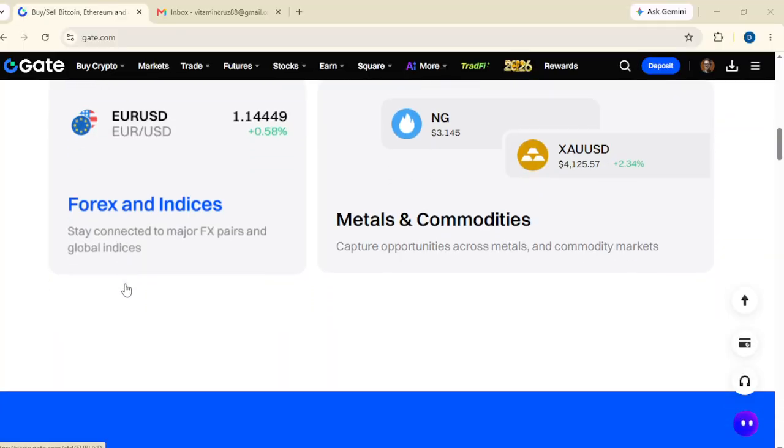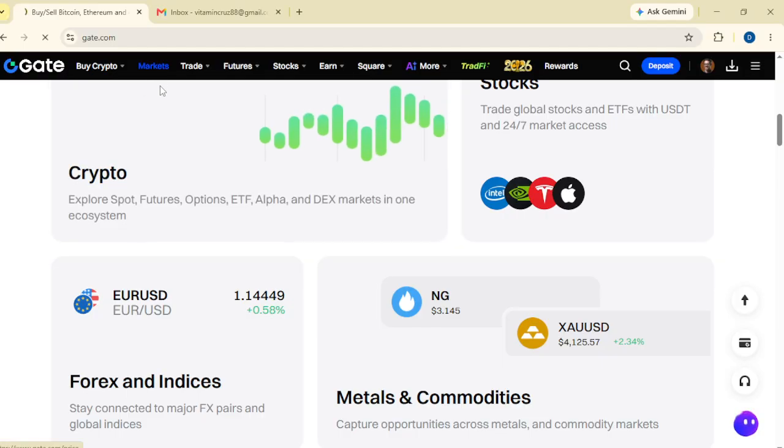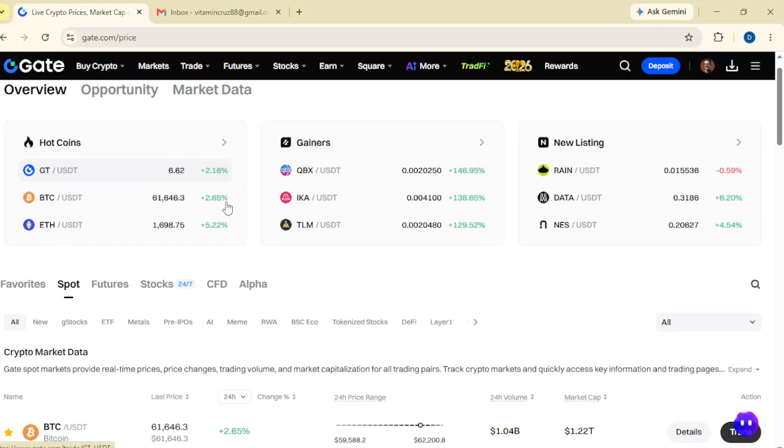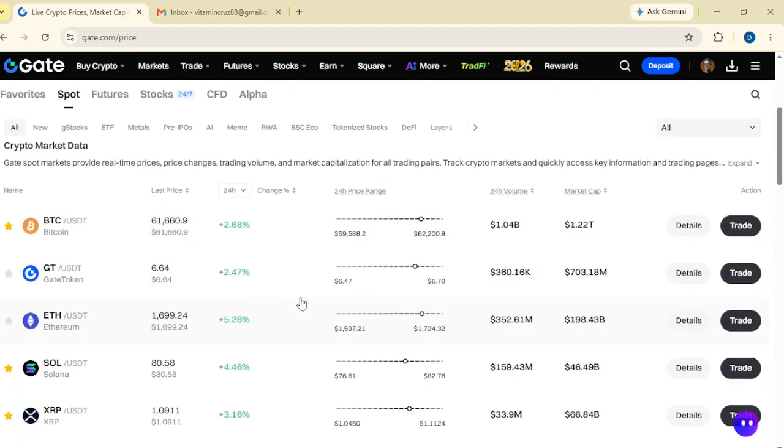Let's get started. Once you're on the home page, navigate to the Markets section. Here, you'll find the full list of cryptocurrencies available on Gate. Use the search bar to find the coin or trading pair you want to analyze. For example, you can search for BTC/USDT, ETH/USDT, or any other supported trading pair. Tap or click on the trading pair to open its market page.